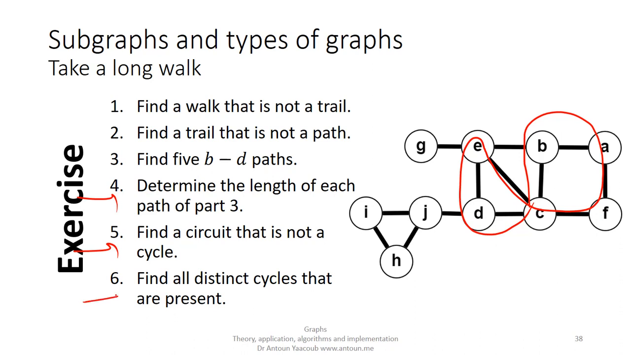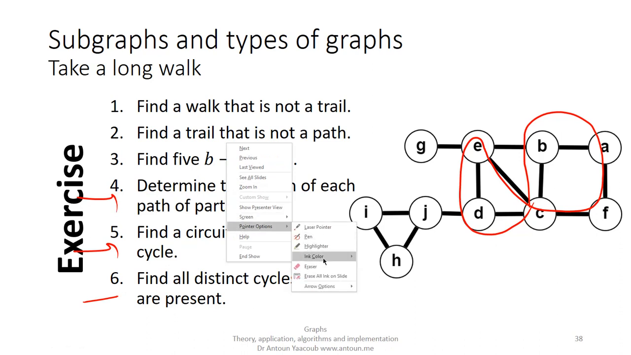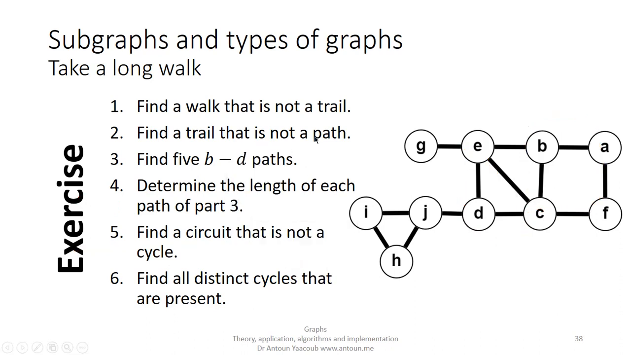So they are telling us to find all distinct cycles that are present. How can I find a cycle? We can try to find cycles by length, for example. I have this here, I, J, H, and I have E, D, C, E. So this is, for example, a cycle. So I have here 3 cycles of length 3. We have also of length 4. So we have A, B, C, F, and we have E, D, C, B. So those are cycles of length 4. We have also 1 cycle of length 5 and length 6.